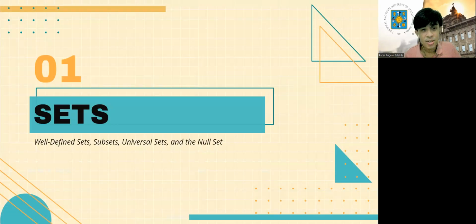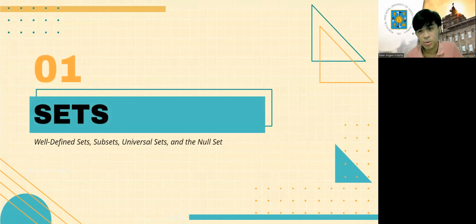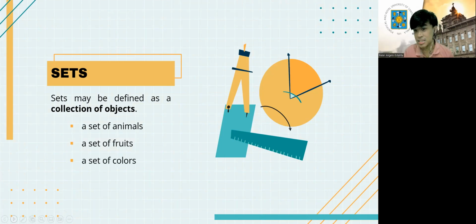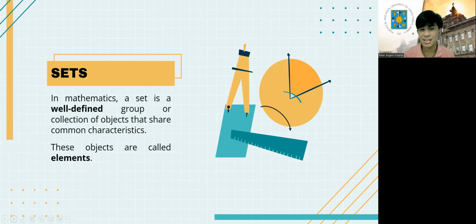Alright? So as we have said a while ago, yung items na group natin or the group itself, they are called sets. So sets may be defined as a collection of objects. Katulad kanina, meron tayong set of animals, set of fruits, or set of colors. So basically, yan yung set. Group or set, they have the same meaning. But then in mathematics, a set is a well-defined group or collection of objects that share common characteristics. These objects are called elements.